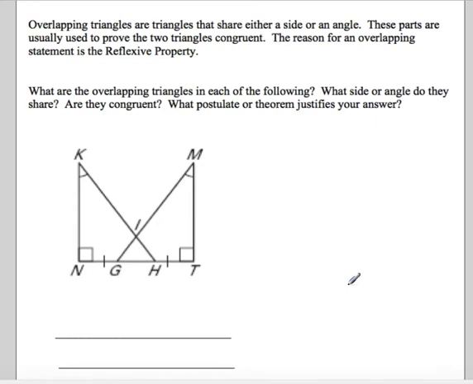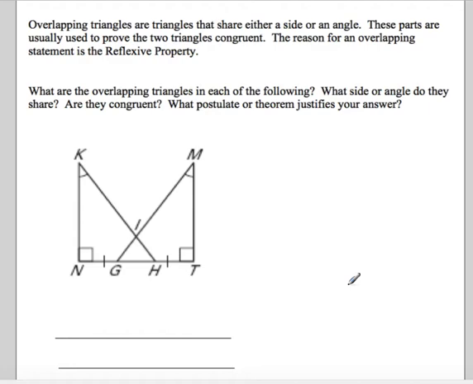The next one has some overlapping triangles. It says overlapping triangles are triangles that share either a side or an angle. These parts are usually used to prove the two triangles congruent. The reason for an overlapping statement is the reflexive property. So they overlap triangles to try and hide information from you. So you have to visualize what are they sharing and see how that's going to help you with your proof.